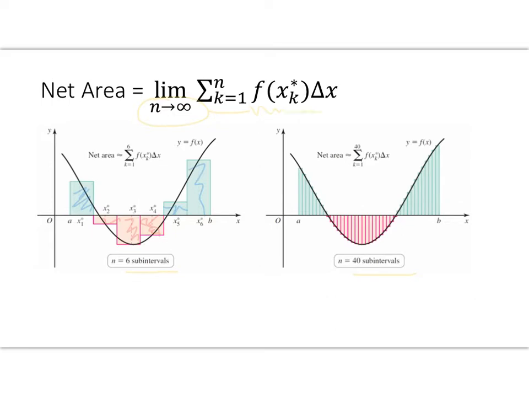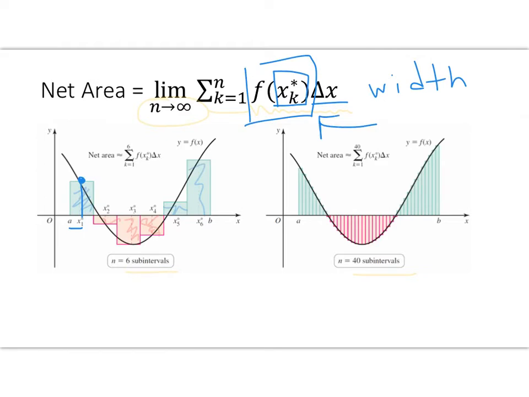So this f of x star k delta x is just our area formula in disguise. Delta x is the width of each rectangle. Xk star is where we're finding the height of the rectangle. If I want to find my height right here, I would start at my first bound, which is a, and add that x1 star. Then when I plug it into f, that gives me my height. So the whole thing, f of xk star, is the height of the rectangle. We're just finding areas, so width times height is the area, and then I'm adding up all the areas.